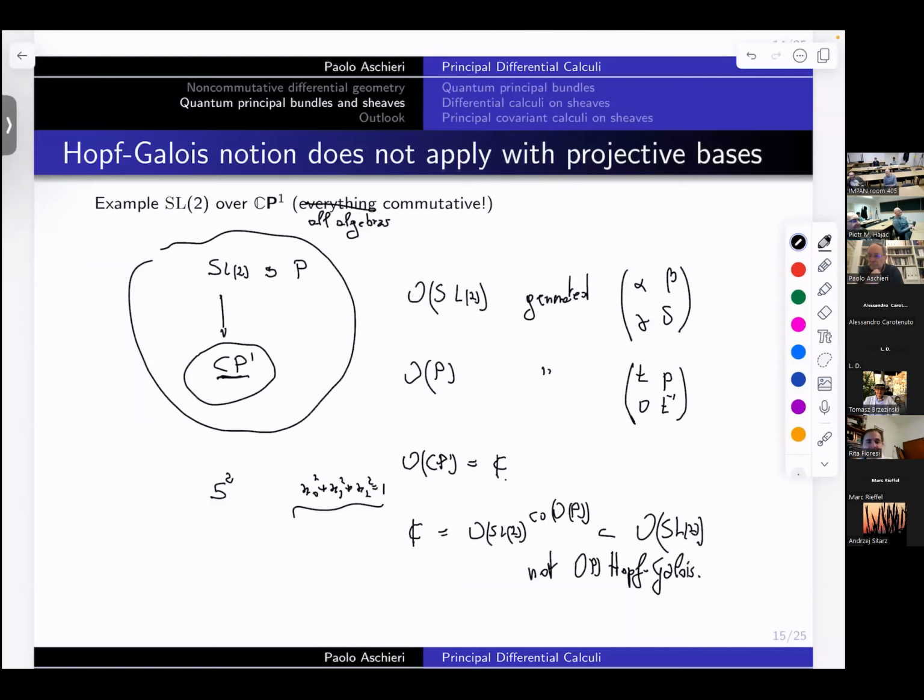So the sphere is a real object. We're looking at CP1, which is a complex one. Evidently, they're not isomorphic as complex varieties. They'll be diffeomorphic as real, but we do not look at the real structure. We care only about the complex one. As you know very well, the sphere is very different from CP1, because CP1 is projective, not embeddable into anything, while the sphere is a beautiful affine object inside R3. So they're very, very different realms, right?